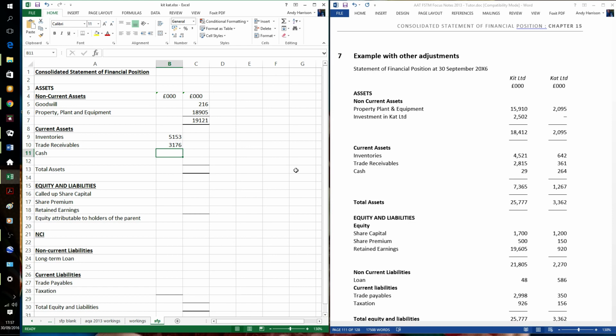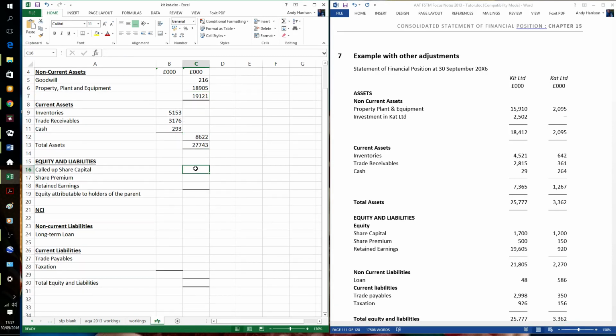Cash is unlikely to be adjusted. Pretty much guarantee that will always be the same. Just add the two figures. Just watch out for overdrafts. So those add up to 8622, which means my total assets add up to 27743. That's the top half done.